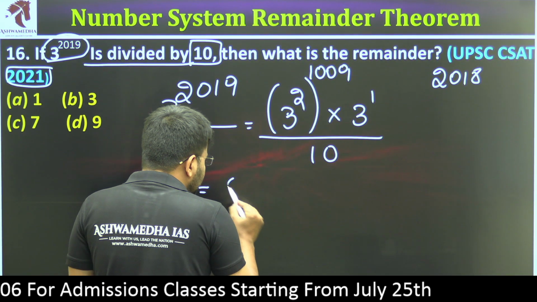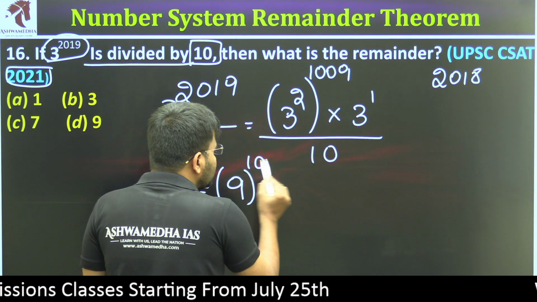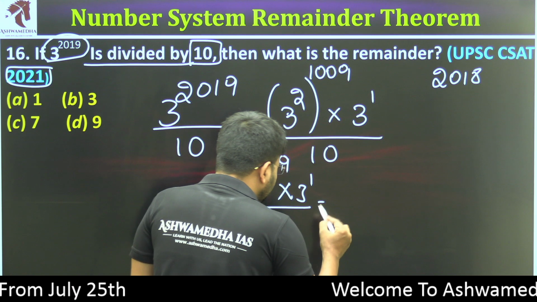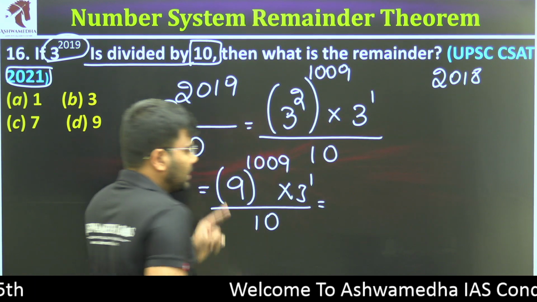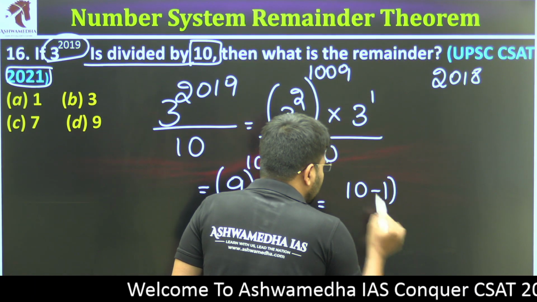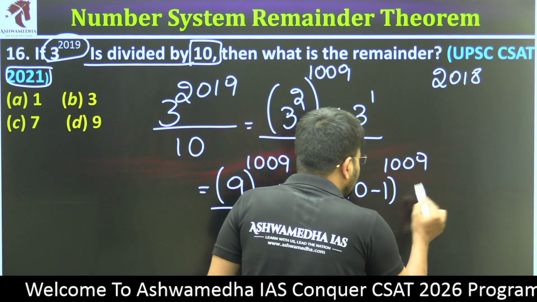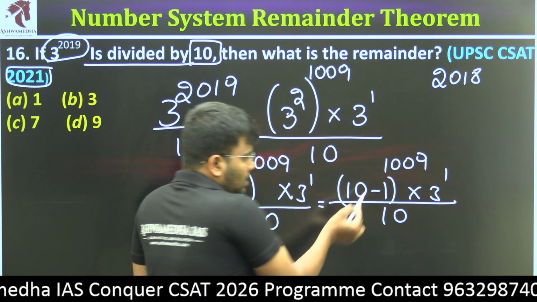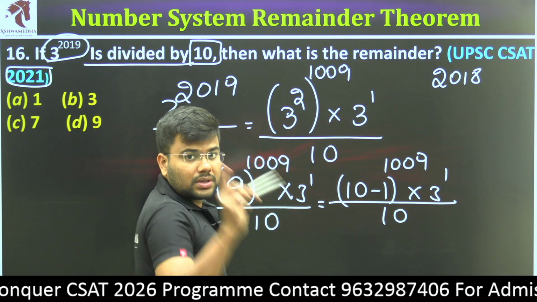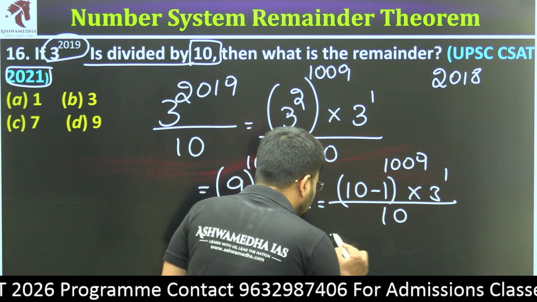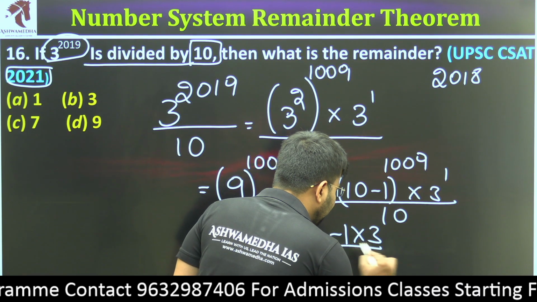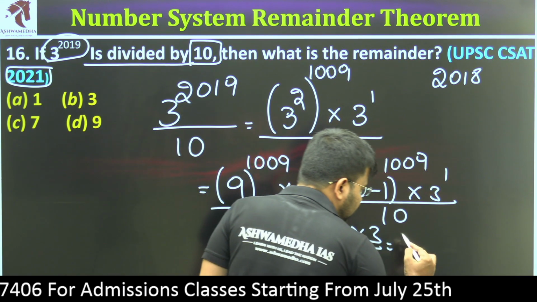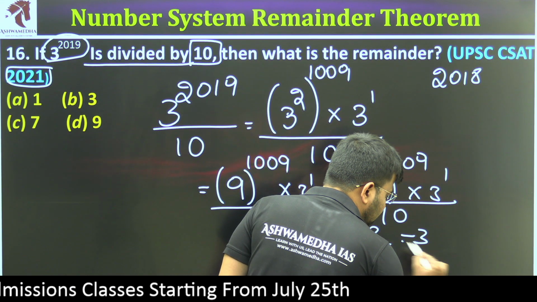I'll write 3 square is 9 whole power 1009 into 3 power 1 divided by 10. Now, look here. 9 means 10 minus 1, that is 10 minus 1 whole power 1009 into 3 power 1 divided by 10. Minus 1 whole power 1009 is minus 1. The remainder is what? Minus 1 into 3 divided by 10. Now, minus 1 into 3, you are just multiplying, 3 into minus 1 is minus 3 by 10.